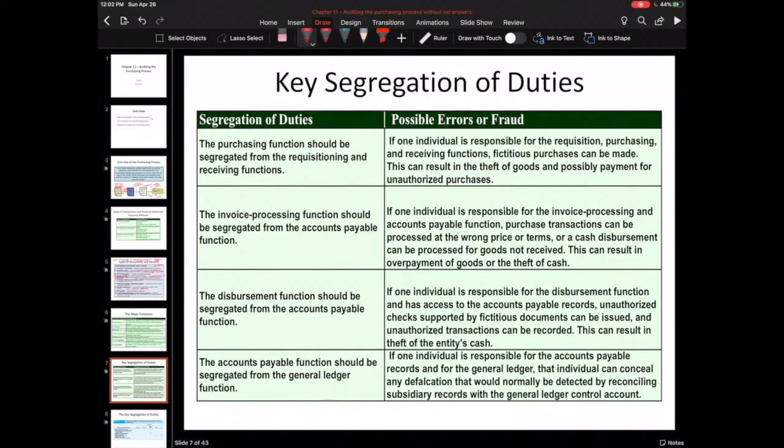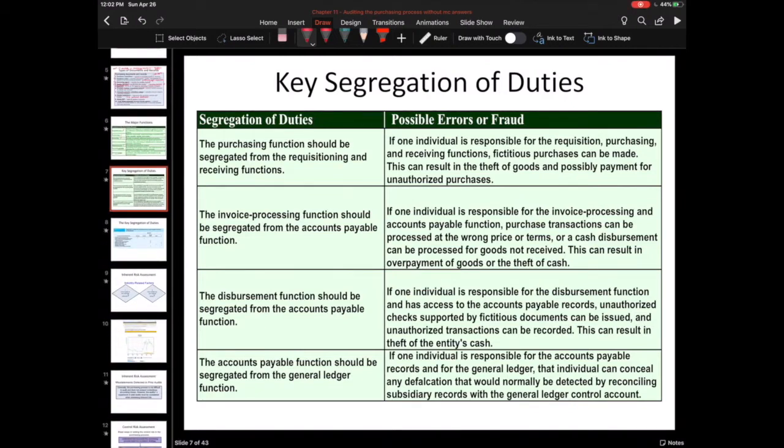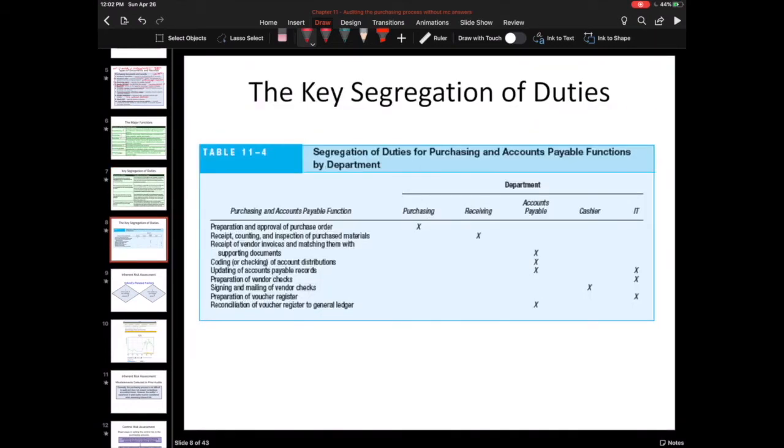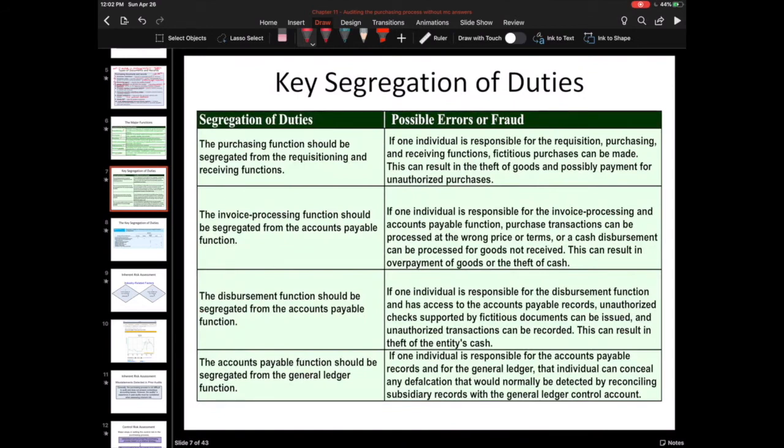These next couple of slides just show some key segregation of duties that occur in the purchasing process that are important. And what I would say for these is, again, I don't want to read them all out to you one by one. I do think they all make a lot of sense. They all follow our basic rule that we talked about, which is custody, authorization, and reporting should be kept separate.